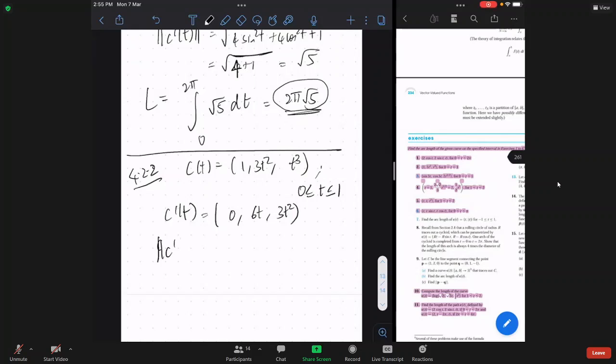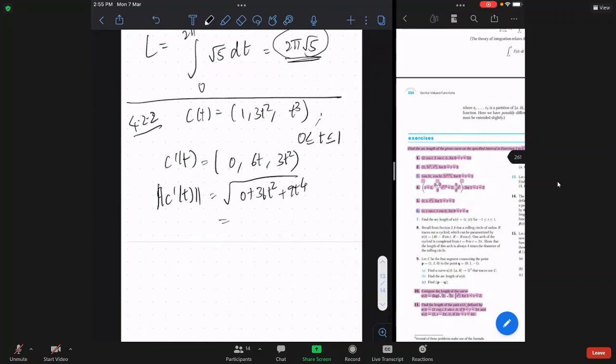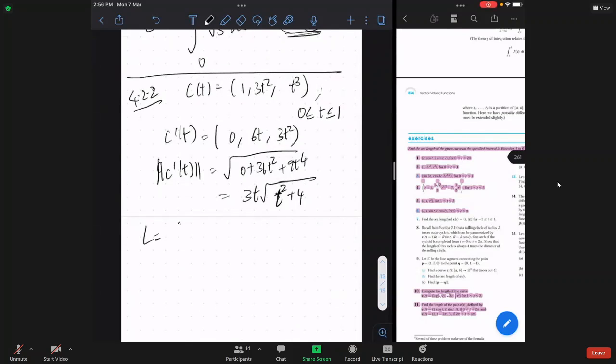If I try to find the modulus of this, it's going to be root of 0 plus 36t squared plus 9t power 4. So I'm going to take 9 common outside. It's going to be 3t times root of t square plus 4, with the t outside. Okay, so this is what I have. So my length is going to be the integral from 0 to 1, which is the interval, of the modulus of this, which is 3t times root of t squared plus 4 dt.